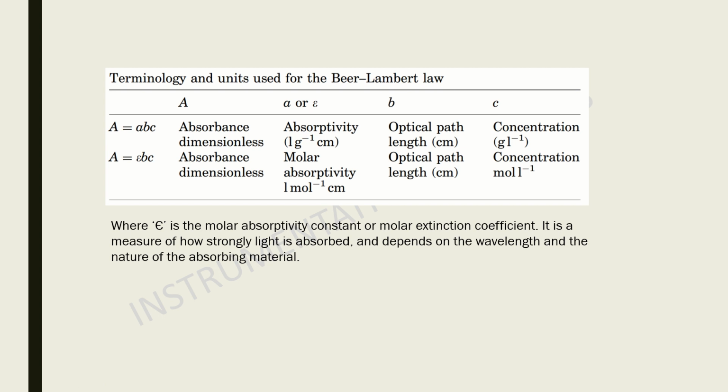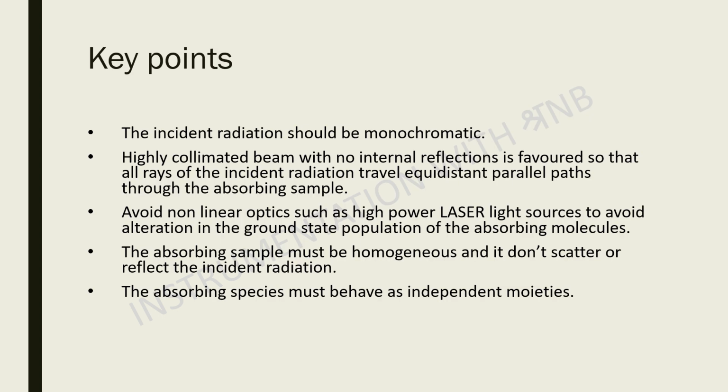It is a measure of how strongly light is absorbed, and depends on the wavelength and the nature of the absorbing material. It basically tells us about the intensity of absorption. Key points to be considered are the incident radiation should be monochromatic, and a highly collimated beam with no internal reflections is favored. Highly collimated beam means parallel. Parallel path should be given to the incident radiation so that all rays of the incident radiation travel an equidistant parallel path through the absorbing sample.